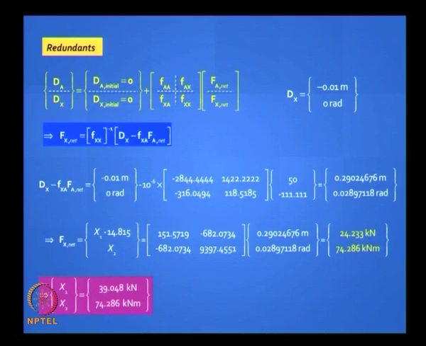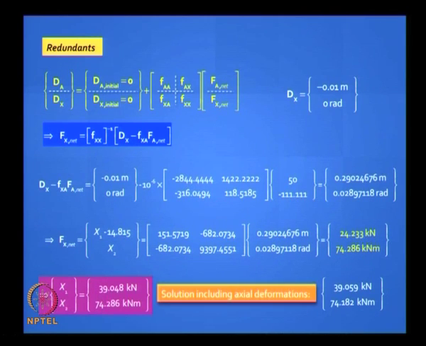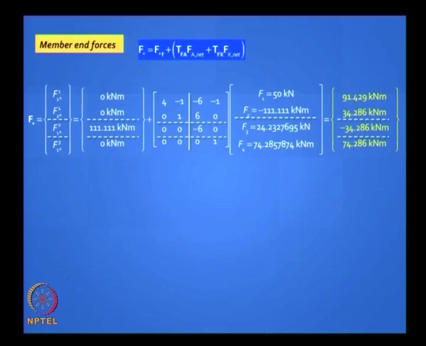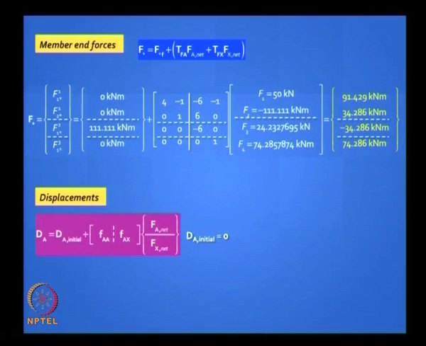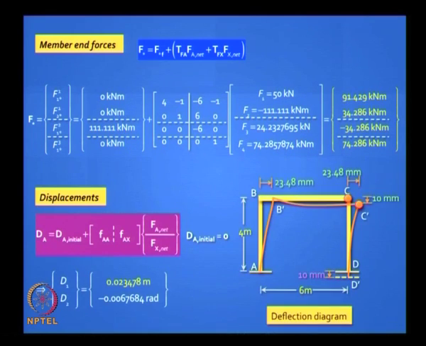39.048 and 74.286 now. What did you get earlier? 39.059 and 74.182, big deal. So that is why we do not waste time dealing with actual deformations, okay. The errors you make are negligible, and in the context of what we discussed yesterday, this is certainly acceptable, because there are going to be much larger errors in reality, okay. Finally, member end forces, plug in those values as we did earlier, find the displacements if you wish.